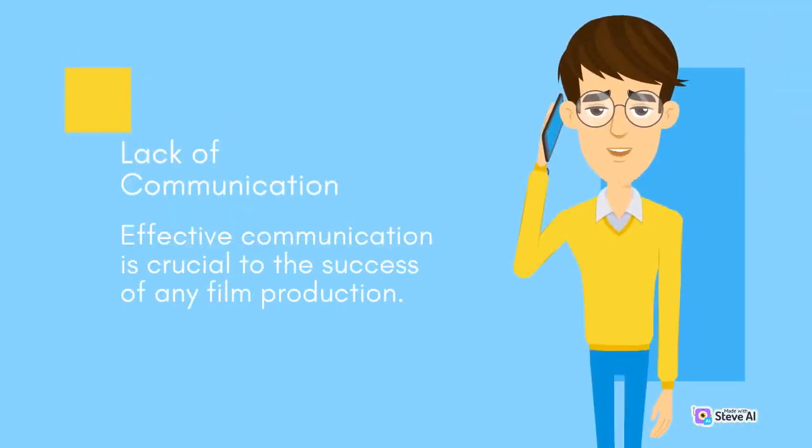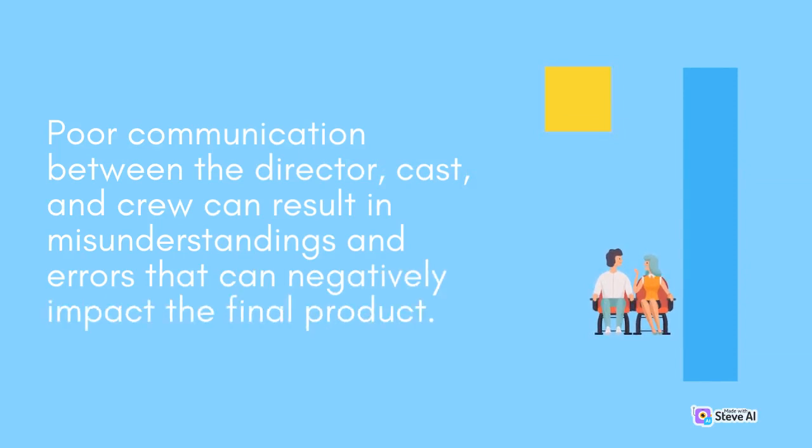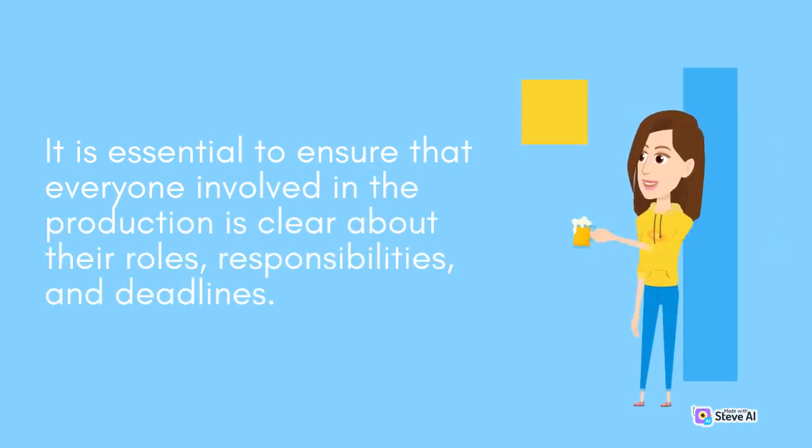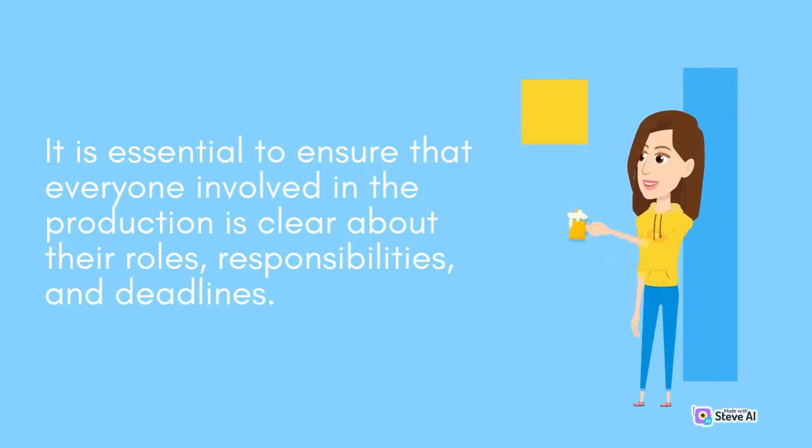Lack of communication. Effective communication is crucial to the success of any film production. Poor communication between the director, cast, and crew can result in misunderstandings and errors that can negatively impact the final product. It is essential to ensure that everyone involved in the production is clear about their roles, responsibilities, and deadlines.